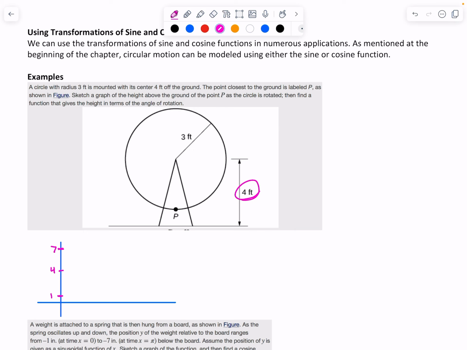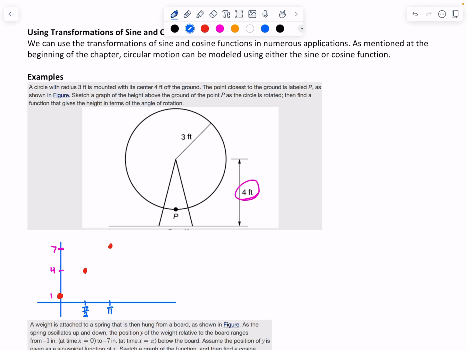So P is going to start, if I were to graph this, here at 1. We're going to follow this, and instead of time, we'll do the rotations. If it rotates pi over 2, then it goes from 1 foot in the air to 4 feet in the air. If it keeps going, when it rotates a complete pi, 180 degrees, that point's going to be 7 feet above the ground.